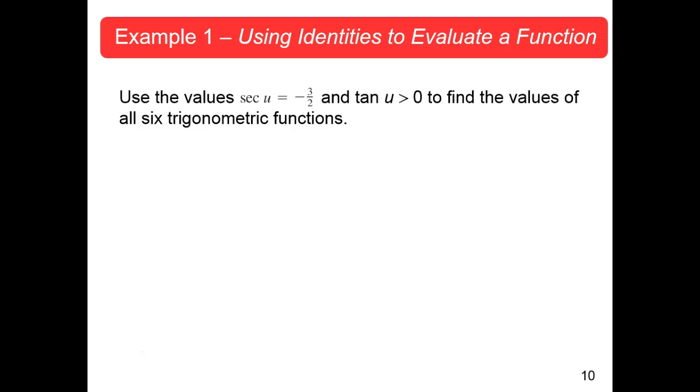First, they've given you what secant u is, negative 3/2. What does that tell you about u? Just the fact that secant is negative 3/2. What can you conclude about the angle u just from that? Okay, the fact that the secant is negative, what does that tell you about where you are? Which quadrant? That narrows it down to 2. Which quadrant must you be in if secant is negative?